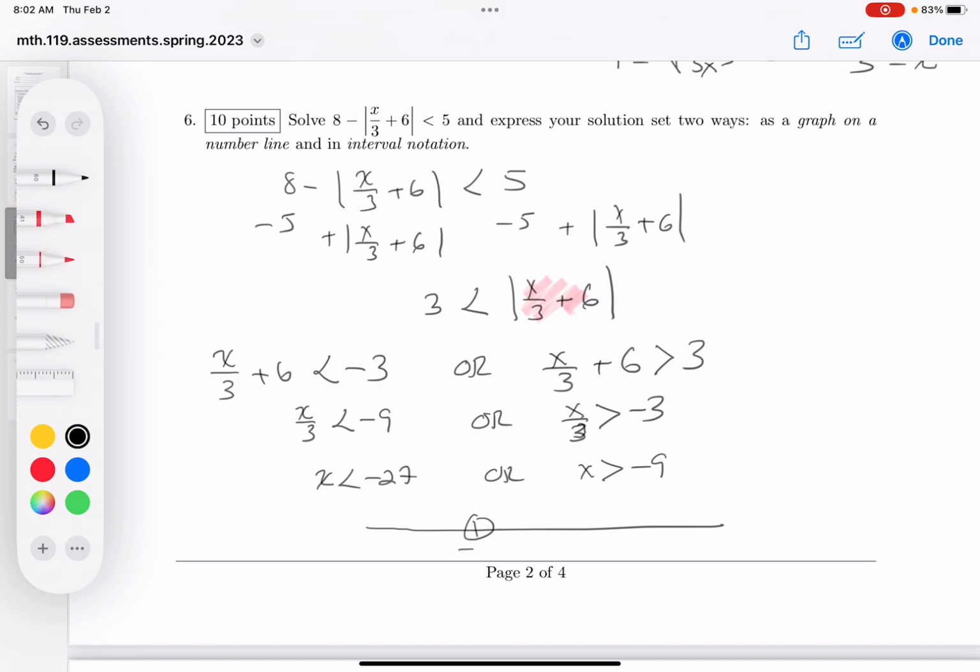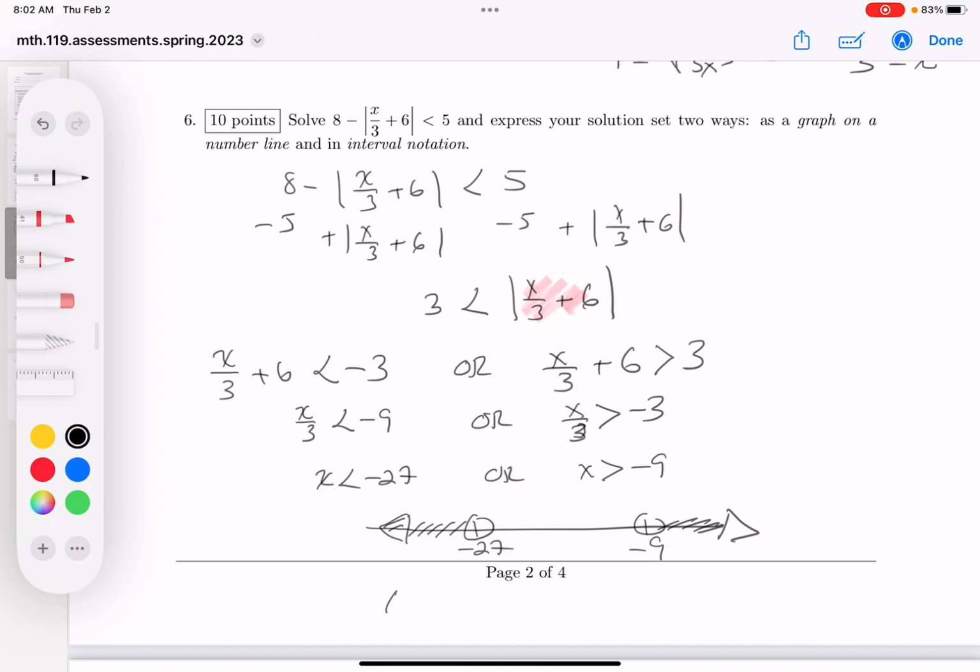One of the numbers is minus 27, and the other number is minus 9. What does it say? X is less than minus 27. That's over here. And the other one says x is greater than minus 9, and that's over here. That's the graph. I got that done. And what's the other thing?